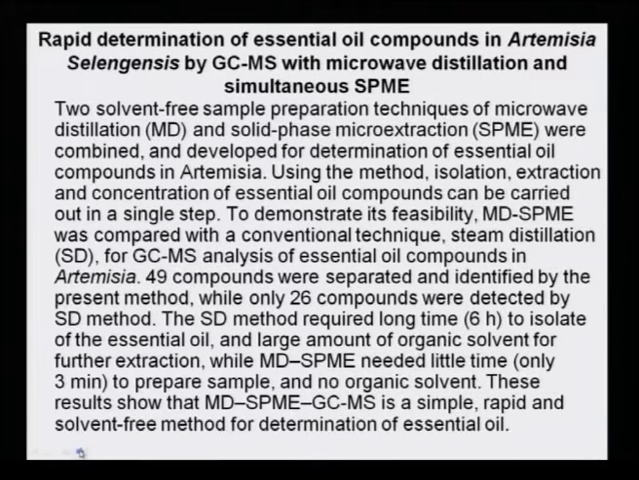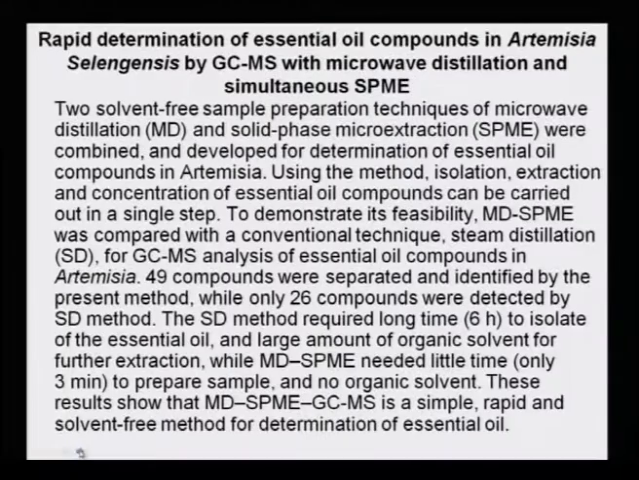And so, the SD method required long time, 6 hours to isolate the essential oil. A large amount of organic solvent was required because it is a steam distillation process, it takes longer time, more solvent for further and further extraction, and even then it was able to give only 26 compounds, whereas the other method gave us the detailing of 49 components.